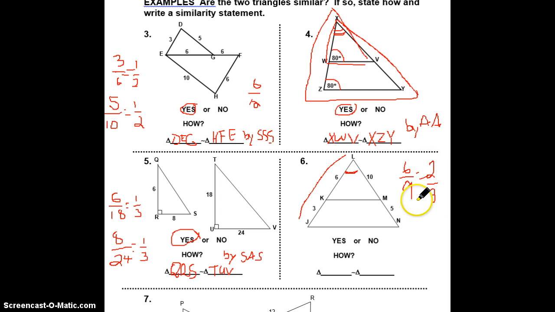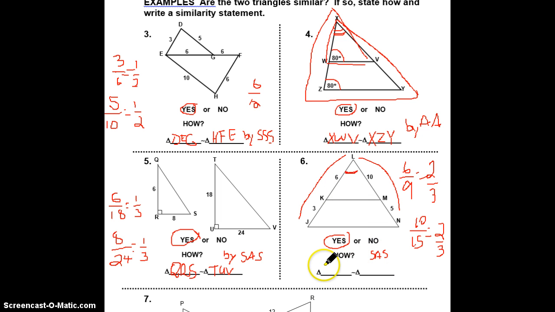If I look on the other side of the triangle, we've got LM is 10. And then the whole side length here of my big triangle is 10 plus 5, that's 15. And that would again reduce to 2/3. So we've got equal ratios, we've got proportional sides, and we've got their included angle congruent. So once again, by side, angle, side, we have similar triangles.